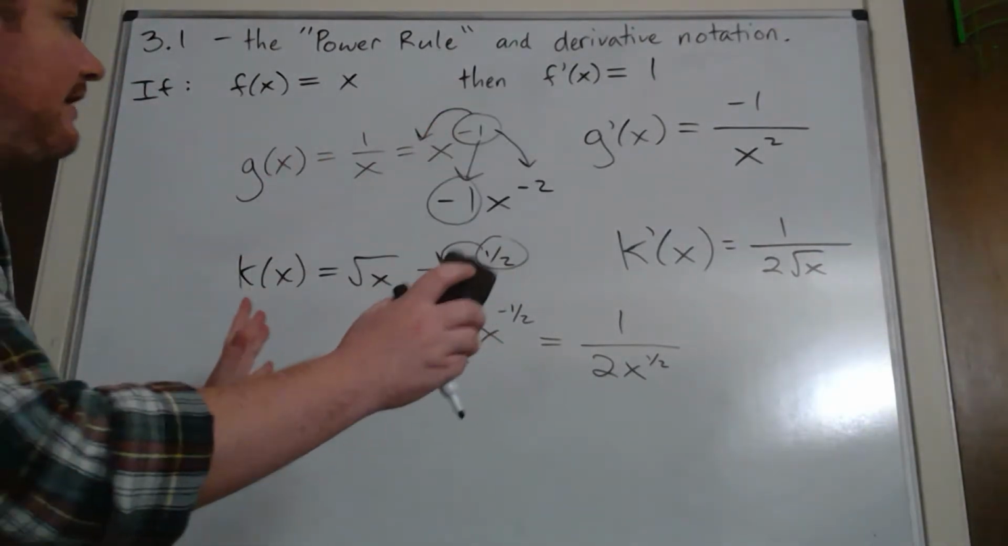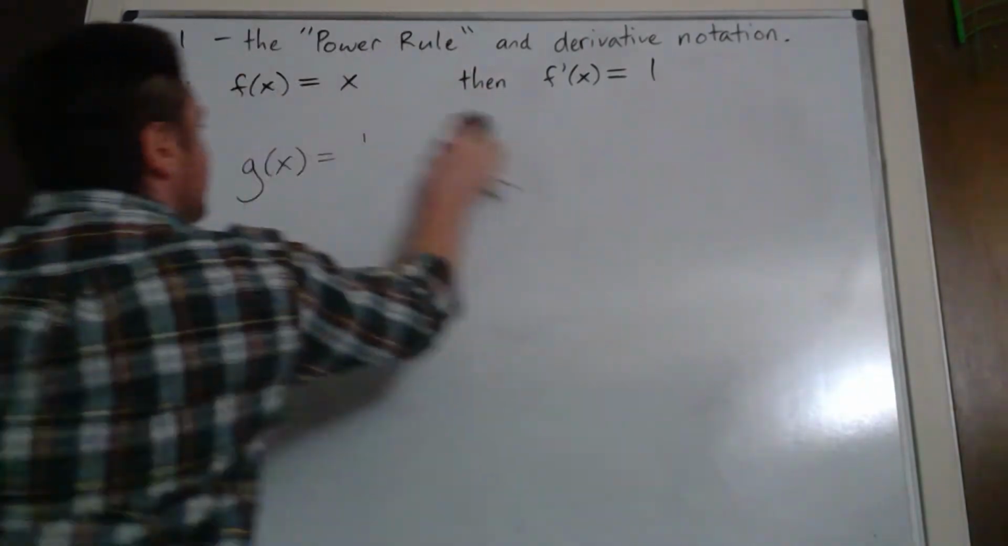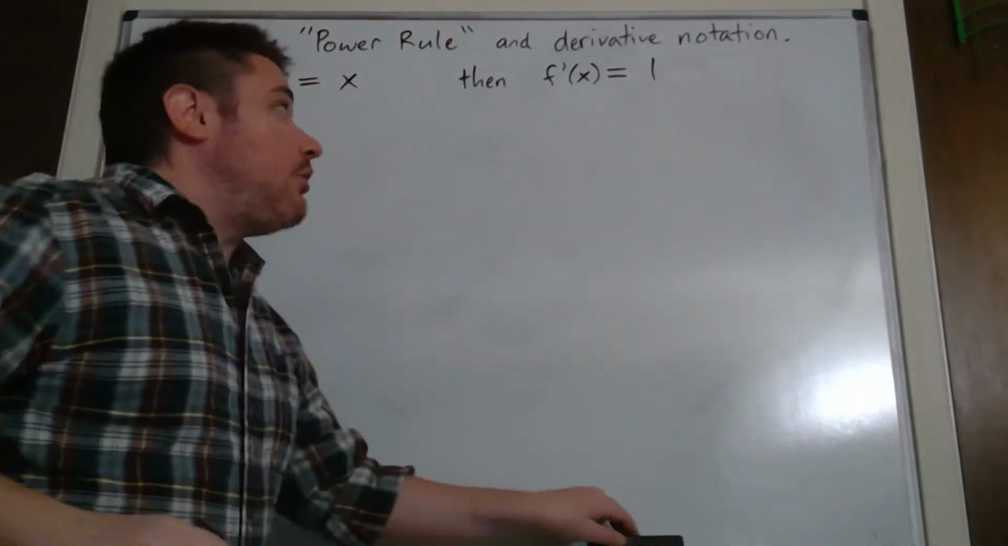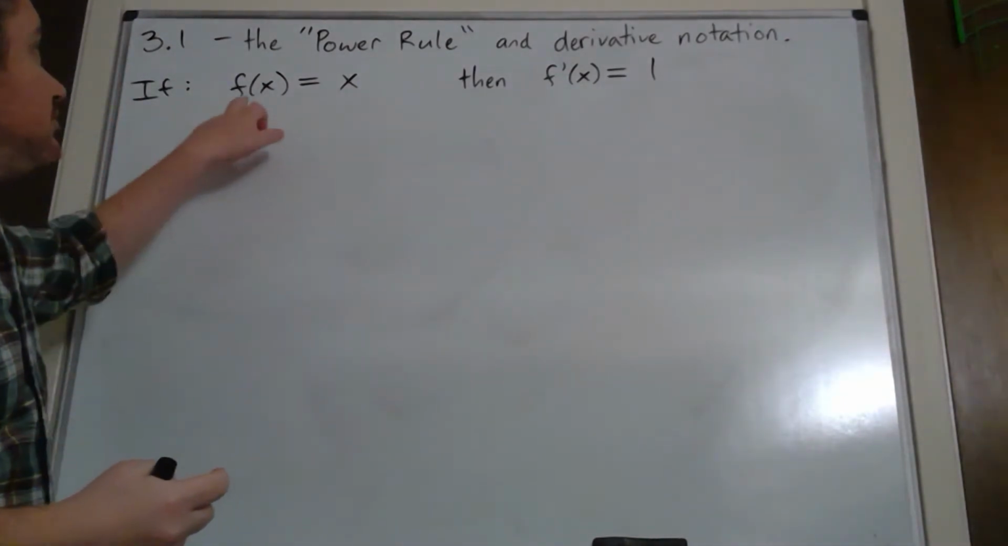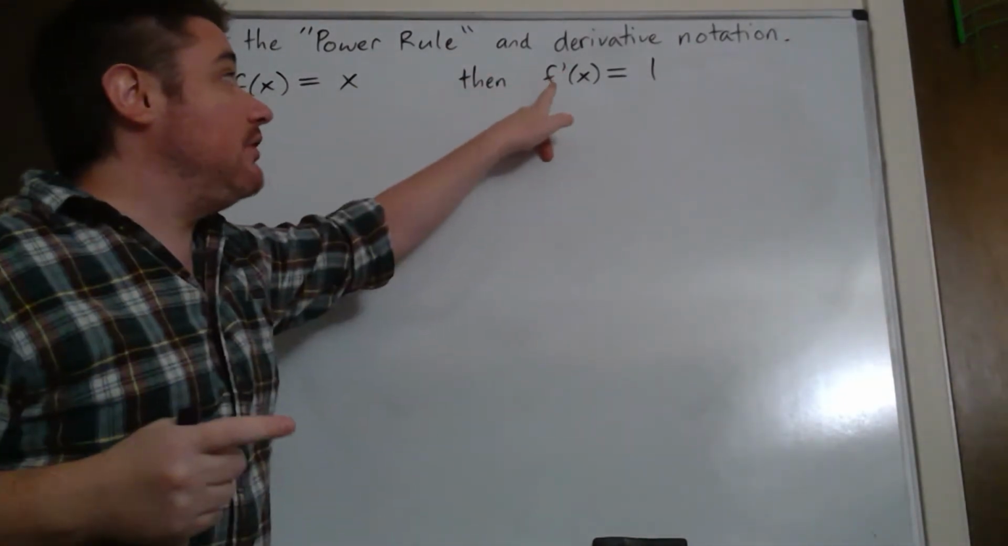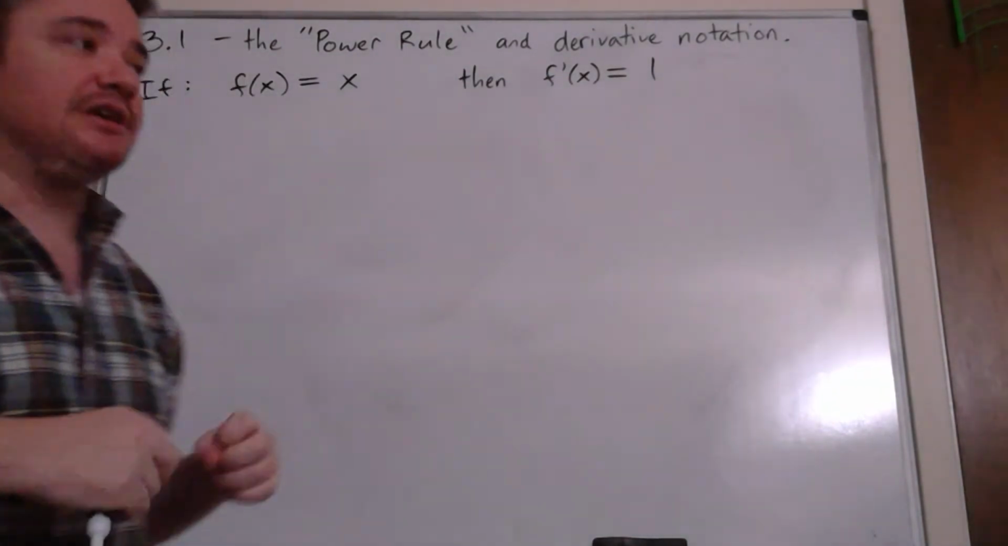So let me state that formally using some derivative notation. All right. And so all the derivatives that we've done together so far, either in class or in these videos, I've been using what we call this prime notation. Right. We call this f prime of x. And so that's one style of notation.